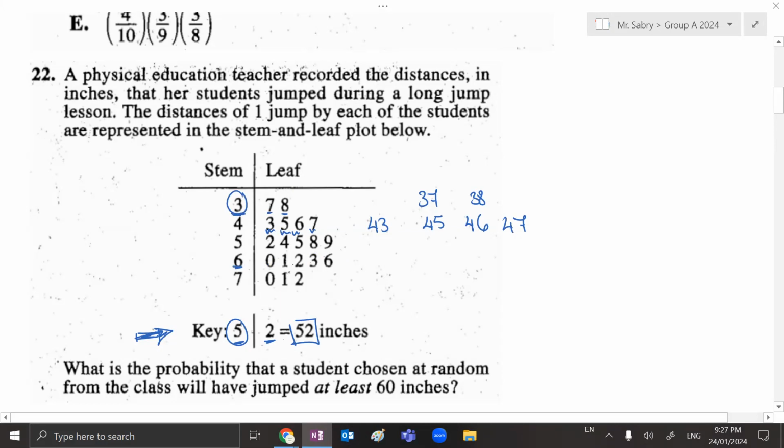What does that mean? It means 6 with 0 يعني 60. 6 with 1 يعني 61. 6 with 2 يعني 62. 63 66. Does this make sense? Okay. Sure? تمام.